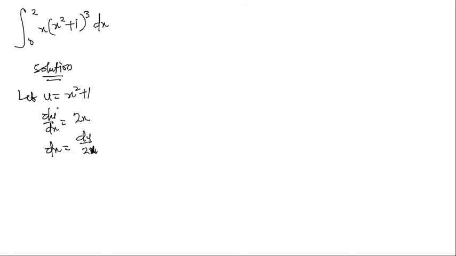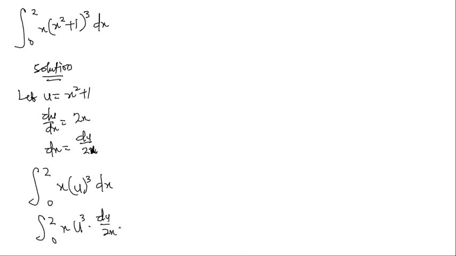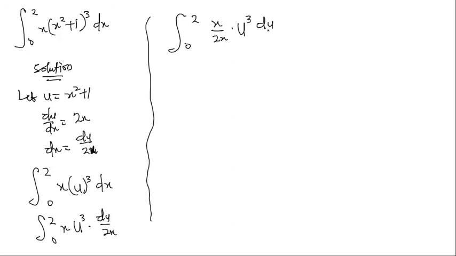Right, so now that we have this, we can write our integral as what? The integral of x into bracket u raised to the power 3 dx. Okay, so this is x u cubed multiplied by du on 2x. So from here we have the integral from 0 to 2. I can write this whole thing as x on 2x multiplied by u cubed du. Okay, so the x will cancel, it means I have half over it, so I bring the half outside. The integral of u power 3 du.